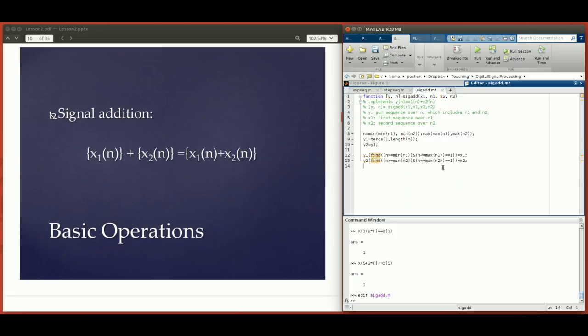Once I have constructed y1 and y2, the output y is going to be relatively simple. y is going to be just equal to y1 plus y2. And that's going to be my function. Right. So let's give it a try and see if we can actually use this particular function to add two signals together.